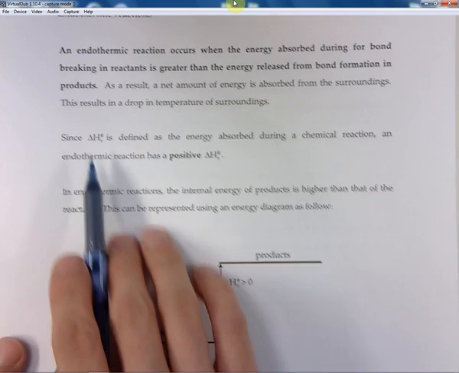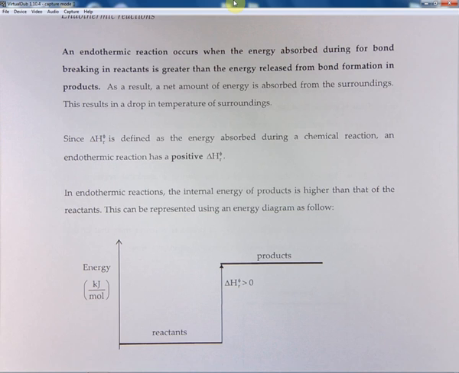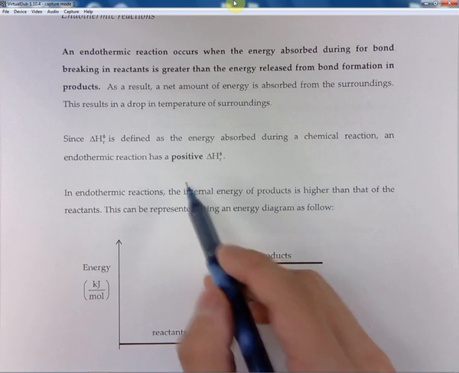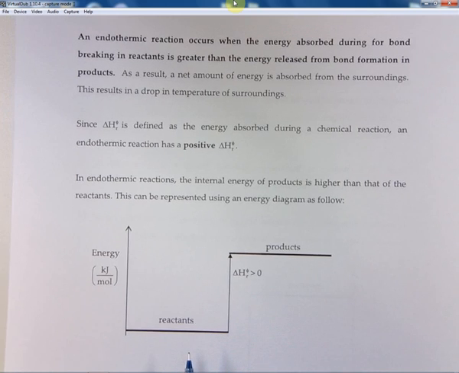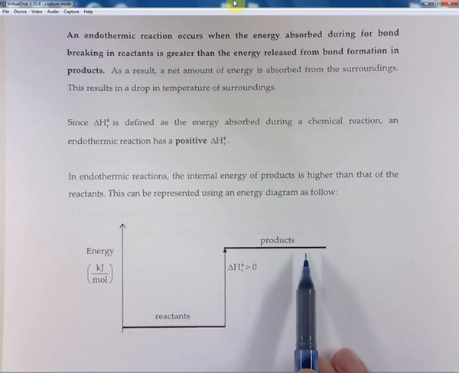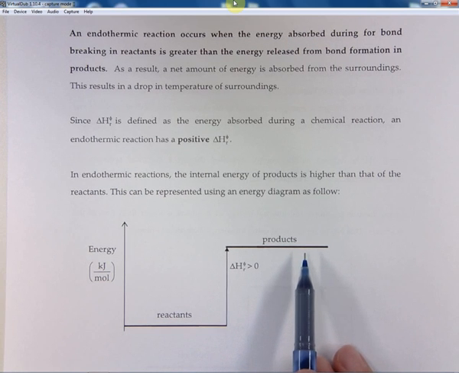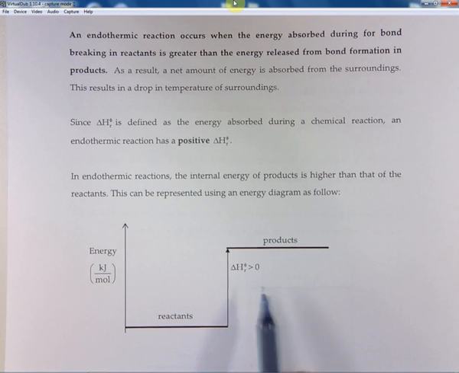Similarly as previously, heat of reaction is defined as the energy absorbed in a chemical reaction. So an endothermic reaction will have an overall positive heat of reaction. Since energy is absorbed from the reactant, the product will have an internal energy higher than that of the reactant. That's why this difference, the heat of reaction, will be more than 0.